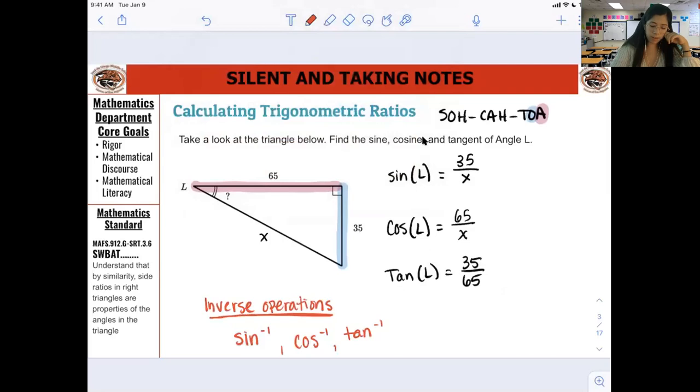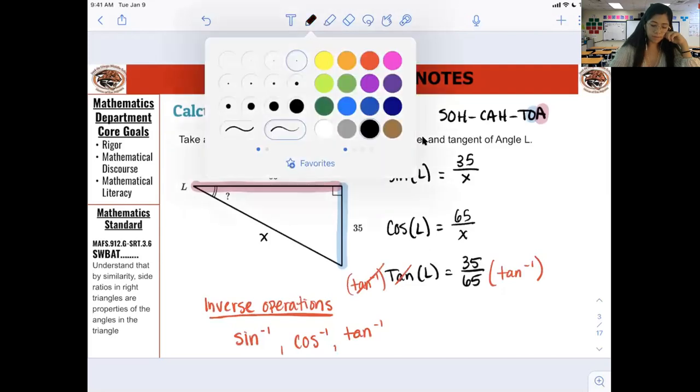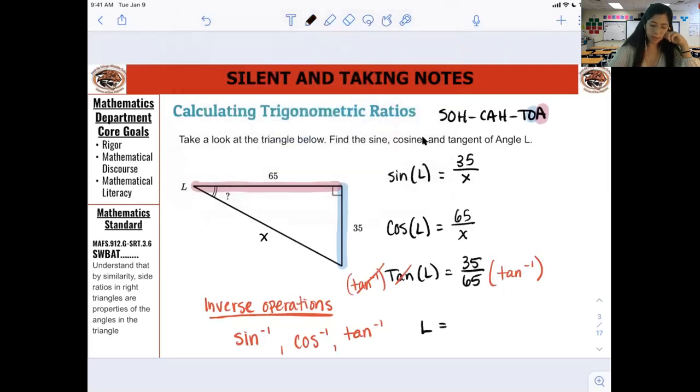Okay, so what I would do is I'm taking the inverse tangent of both sides. Take the inverse tangent of both sides. What that does is it undoes the tangent, and I'm left with L equals the inverse tangent of 35 over 65.